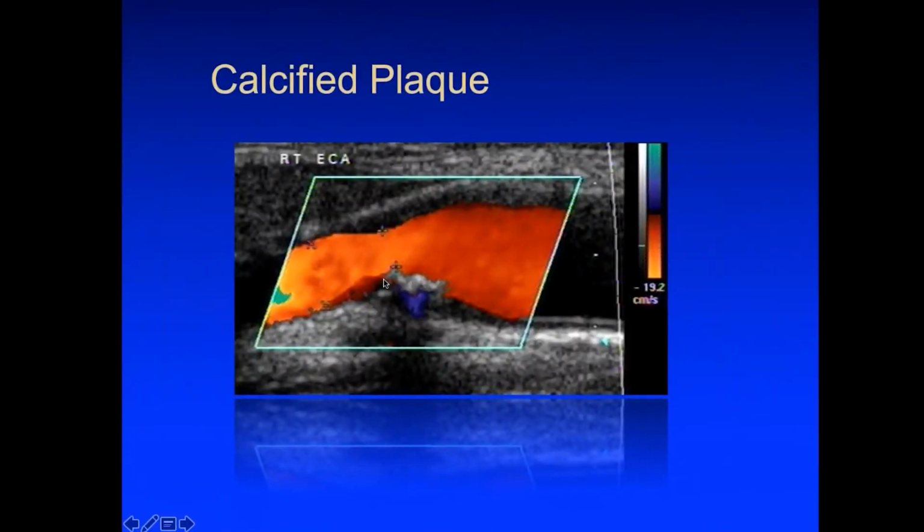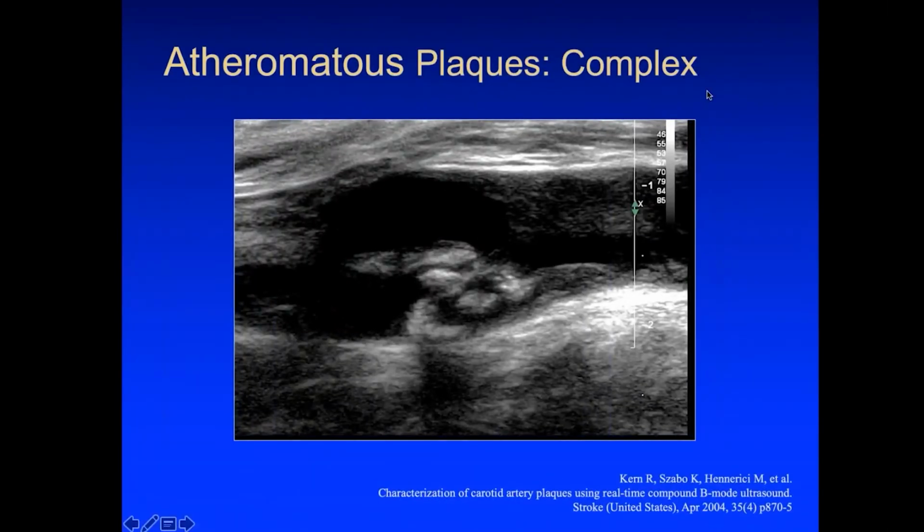Now we have a calcified plaque. This is a hyperechogenic area with acoustic shadow. So this is how we can see the calcified plaque. And this is a complex plaque where we can see fibrolipidic areas, fibrosis here, but we see anechoic areas inside the plaque. Those anechoic images normally correspond to hemorrhage or to necrosis inside the plaque.